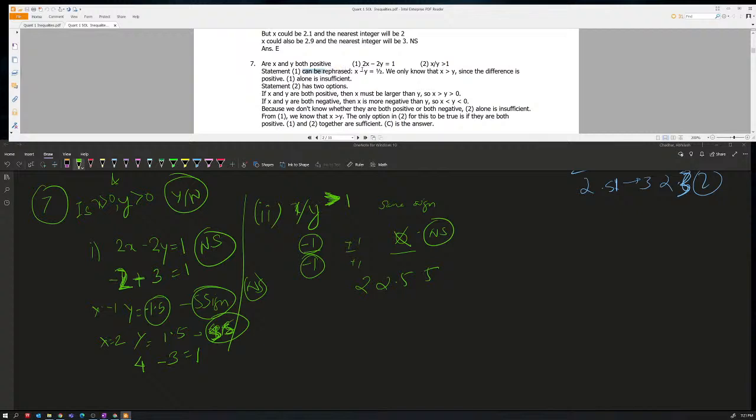It can be phrased as x minus y is equal to half. We know that x is greater than y. The difference is positive. Statement 1 alone is insufficient. Statement 2 has two options, either positive or negative. Since we don't know whether they both are positive or negative, each of them alone is insufficient. From one we know that x is greater than y.